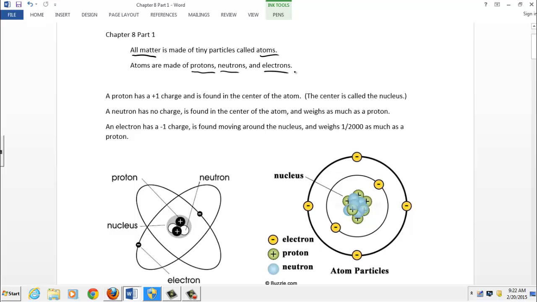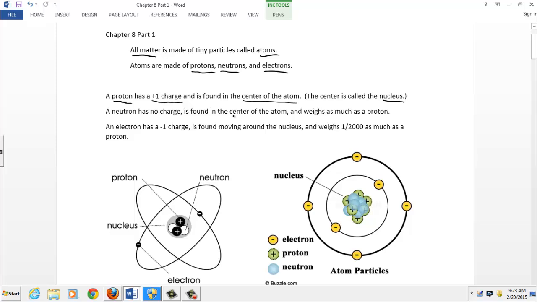These fundamental particles that make up the atom, we need to know a little bit about them, and it'll become more important when we get to the chemistry section later in the course. Two ideas you need to know about protons are that they have a positive charge, and they are found in the center of the atom. The center of the atom is called the nucleus.